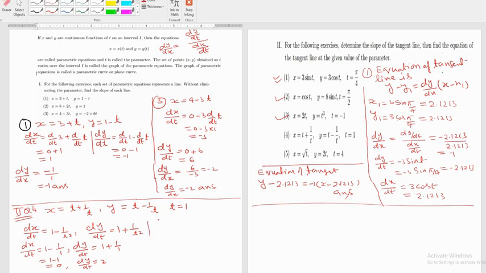So therefore dy dx is dy dt 2 divided by 0. 2 divided by 0 means it is undefined. So I think there is something wrong. So it is undefined, 2 divided by 0. So you can do like that one. No problem. You can try by yourself because of derivative only.